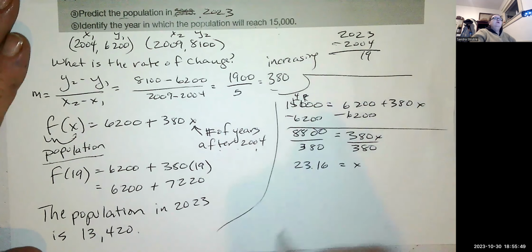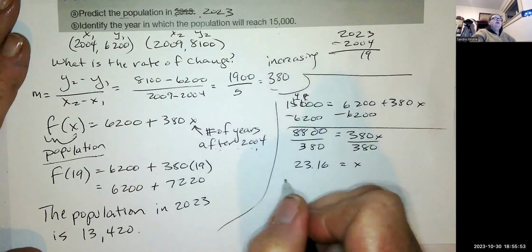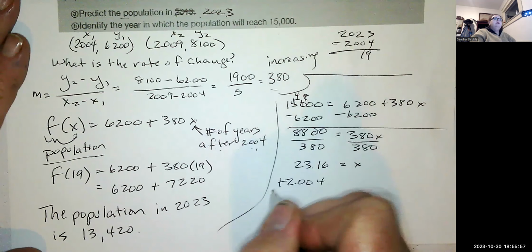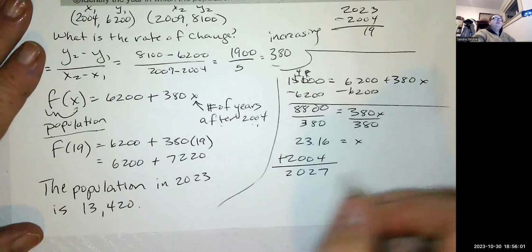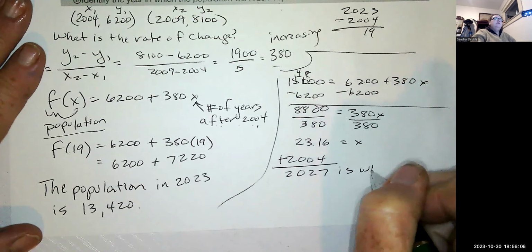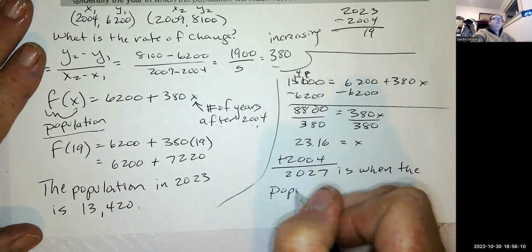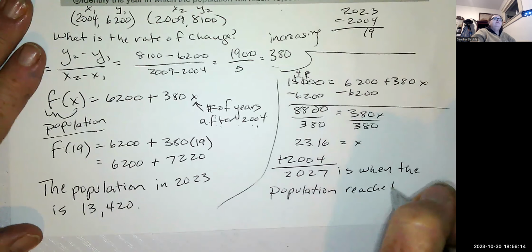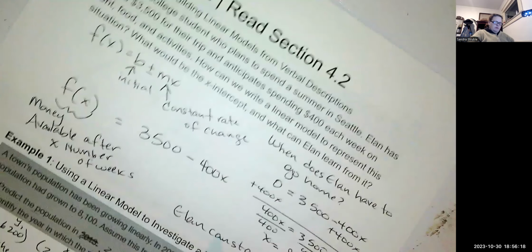is x. Well, x is the number of years after 2004. So 2004 plus 23.16 is 2027. I'm not going to worry about the decimal because that just lets us know it probably happened in February, is when the population reached 15,000. All right, moving on.